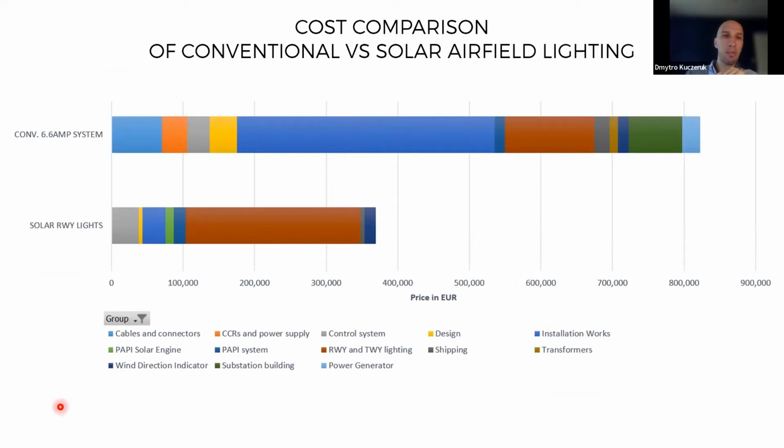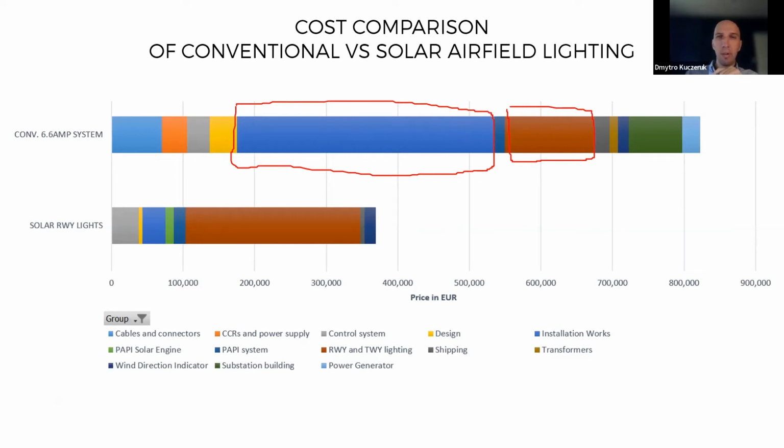So in this case, for example, you can see that this part here is the cost of installation of the conventional lighting system, and this part right here is the transformers, and you have transformers, you have CCRs. Those are the lighting fittings. So the majority of the savings comes from the less complex installation process.